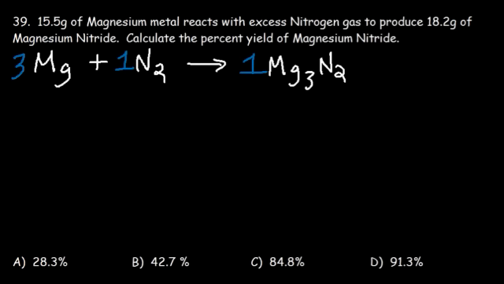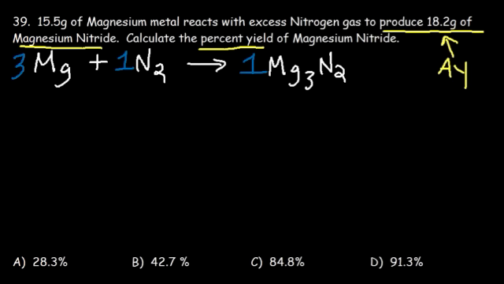The equation for percent yield is equal to actual yield divided by theoretical yield times 100%. Now usually the actual yield is given to you if you need to find the percent yield. And the yield is based on a product. So notice that this problem mentioned that 18.2 grams of magnesium nitride was produced. So that's the actual yield for this particular reaction. So we've got to find the theoretical yield.